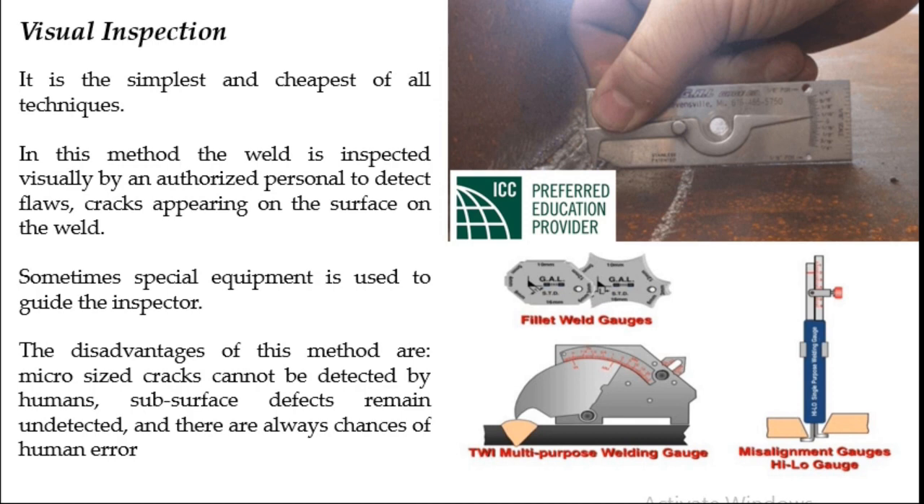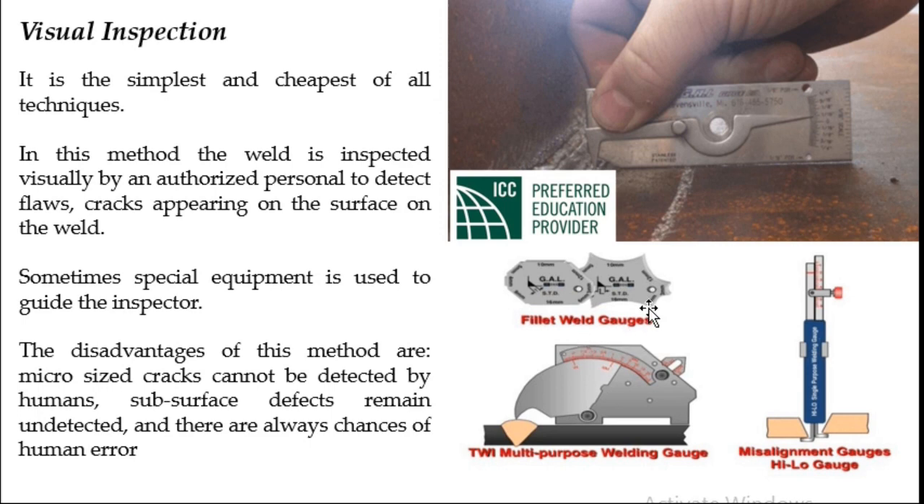Visual inspection is the simplest and cheapest of all the techniques. In this method, the weld is inspected visually by an authorized person. Sometimes special equipment is also used. As you can see over here, a person is checking that T joint using a handheld device, sort of an attachment. It is moved horizontally throughout the weld, and wherever some discontinuity is there, we get some deflection in angle. This angle can be measured, and then we can determine whether the welding is okay or not.